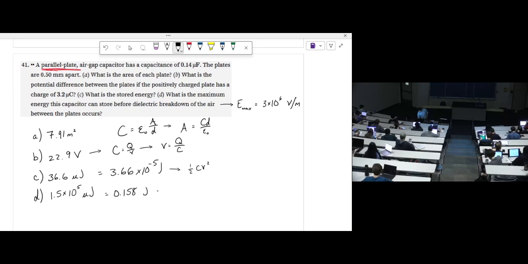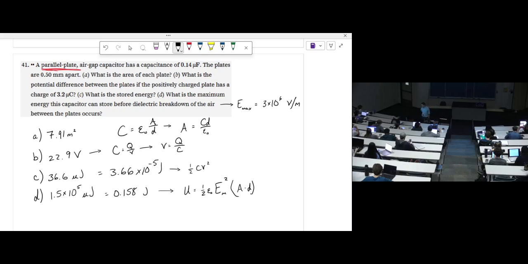The way that I would have done this one, however, would have been that the energy stored is going to be equal to 1/2 epsilon naught times E max squared times the volume between the plates, which incidentally is A times distance. So that's the easiest way to do part D without having to back solve a lot of different things. That's how I would have done that one.